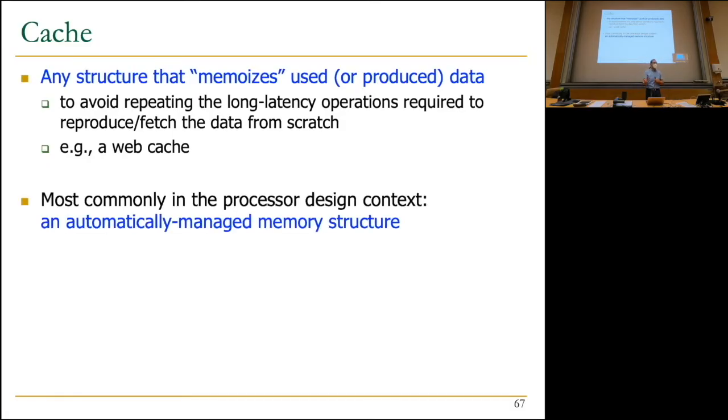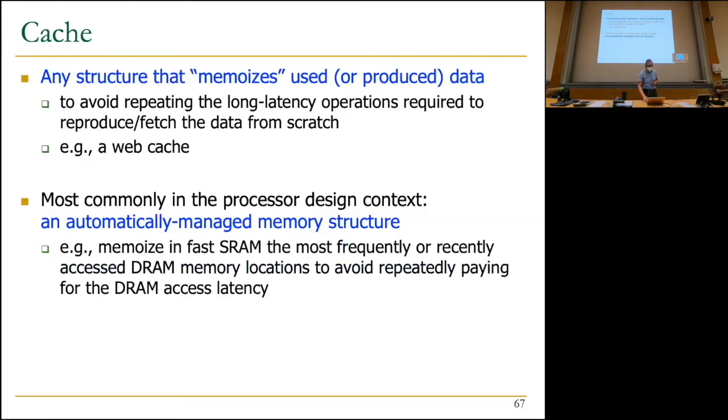In the processor context, which we're going to talk about, it's most commonly an automatically managed memory structure that keeps recently or frequently accessed data. Basically, a very specific example is to memorize in fast SRAM memory the most frequently or recently accessed DRAM memory locations to avoid repeatedly paying for the DRAM access latency. You can change SRAM, DRAM to other memory technologies clearly, and it will still be a cache.